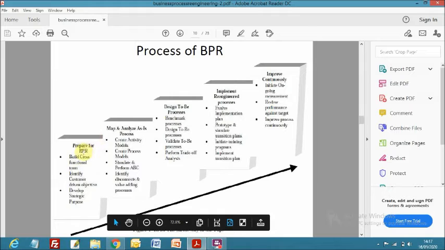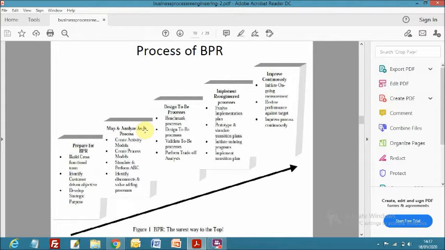Prepare for BPR. Map and analyze the as-is process. Design the to-be process, the new process. Implement the re-engineered process, where the process has been changed, and improve continuously. It's not a one-time but a continuous process. That will be business process reengineering, a continuous process. Initiate ongoing investment, review performance against target, improve the process continuously.